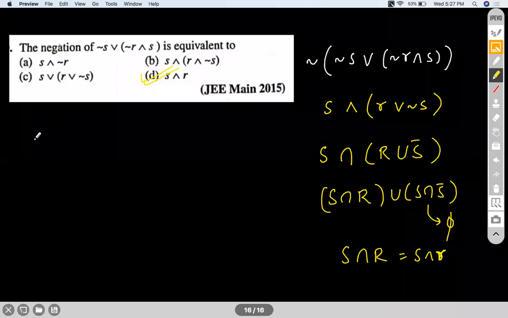See, the choice of the symbol was also because it was resembling your union and intersection. This is like an intersection. This resembles like that. This is like your union.